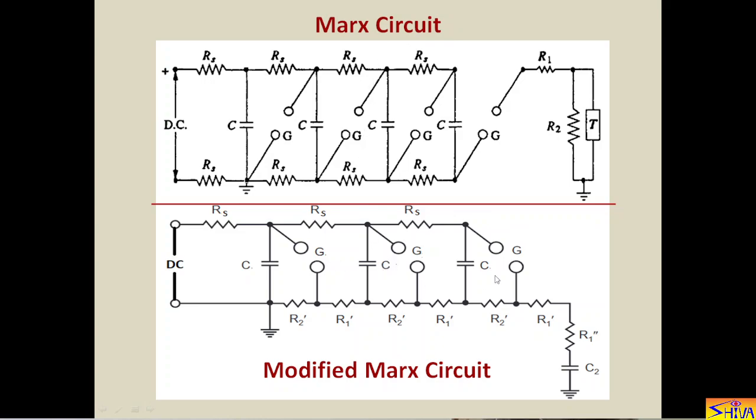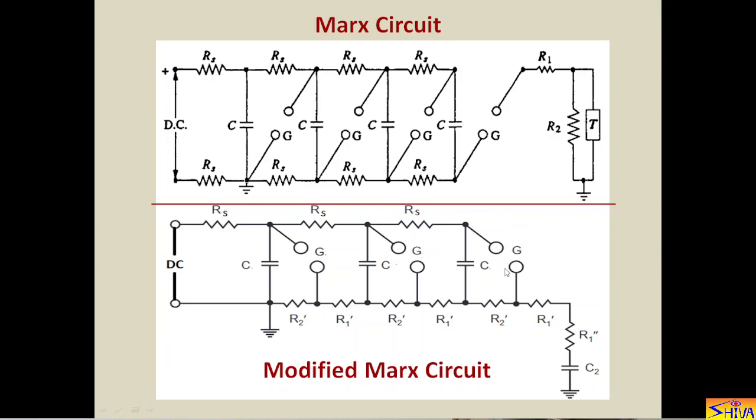And 1, 2, 3. This is a three-stage impulse generator operating on the modified Marx circuit principle. The first component is the DC charging unit. Second is the charging resistor RS. This is the charging resistor for the modified circuit. Then there is the charging capacitor C. These are charging capacitors, and these are charging capacitors for the modified circuit.